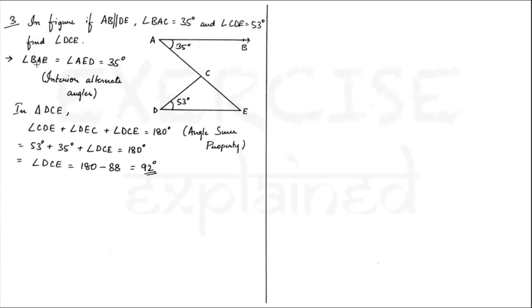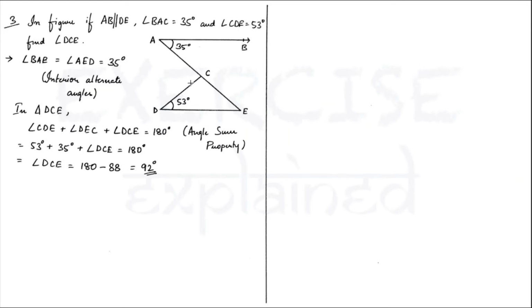Now what we do is, BAE will be equal to AED. The reason is AB is parallel to DE and these two act like interior alternate angles. And what we get is AED is equal to 35 degrees. So once we get the value of AED to be 35 degrees, we can just take this triangle, that is CDE, and we have this as 35 degrees, this as 53 degrees, and we can find the value of this by the angle sum property.